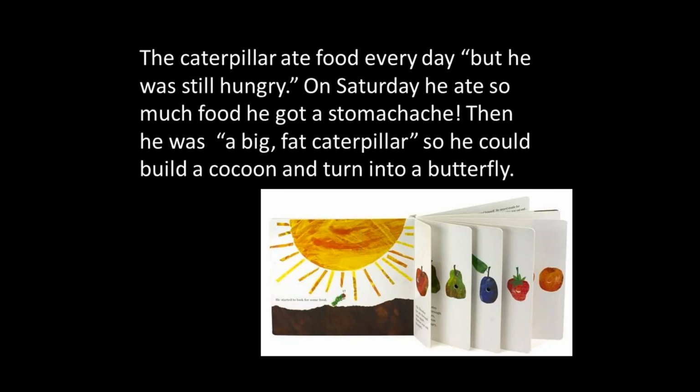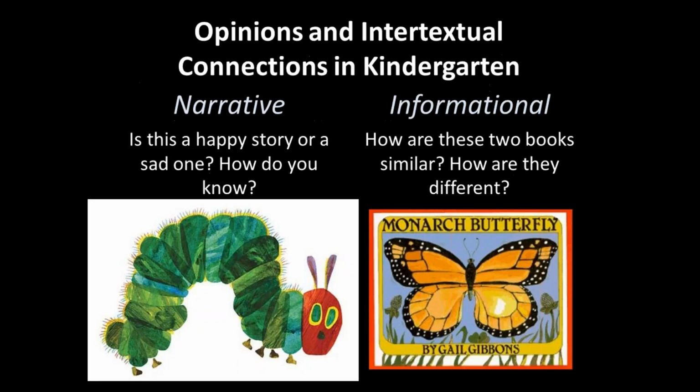There's a pattern here. We're always bringing the reader, if they can't do it on their own, we're helping them as the teacher to bring them back to the text and find the evidence that helps us answer the question posed. And then, even to make intertextual connections at the kindergarten level, you can see that there is a narrative of The Very Hungry Caterpillar, but then there's an informational text on monarch butterflies. And so what we can pose to the kids is, for a narrative, is this a happy story or a sad one?